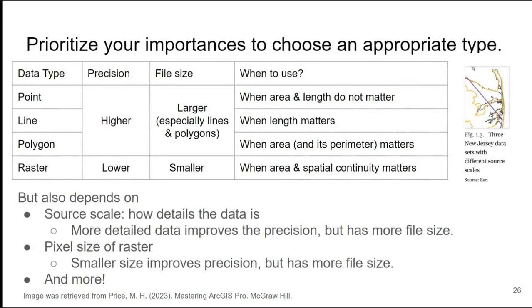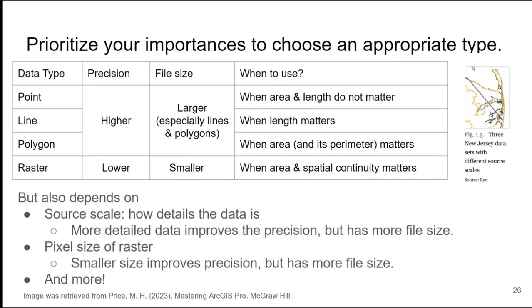Next, I am going to talk about an appropriate data type. Your question may be, how can I choose an appropriate data type? I'd recommend you prioritize your importances to choose an appropriate data type. For example, if you care about an area, then points and lines are not your choice, but polygon is. Also, vector data has high precision, but the file size is larger.